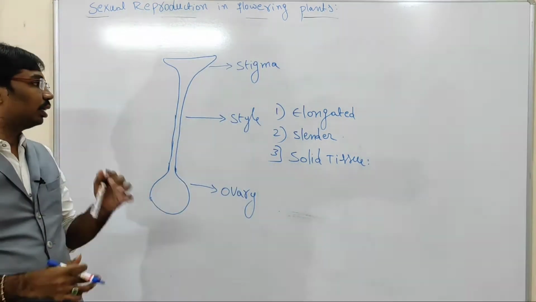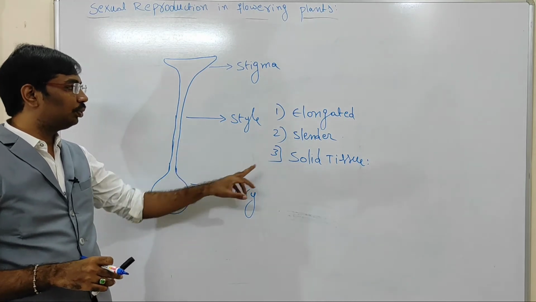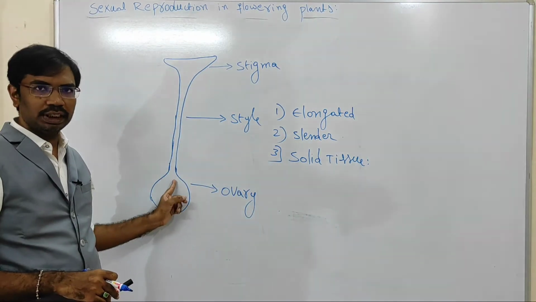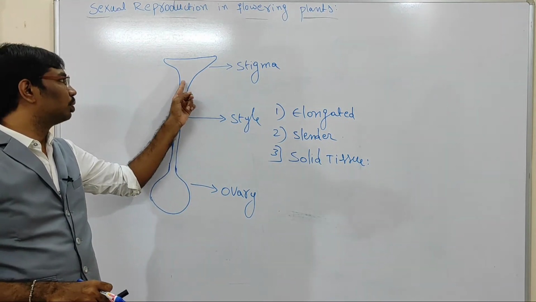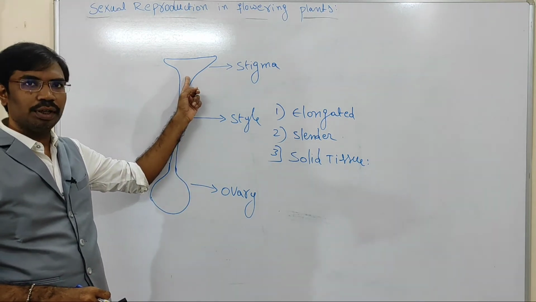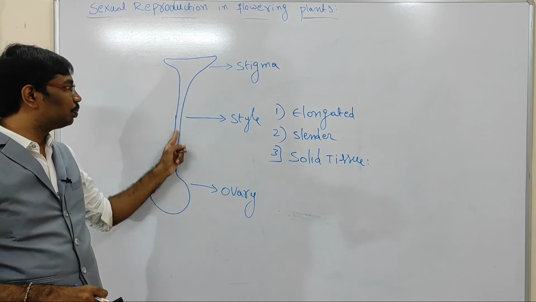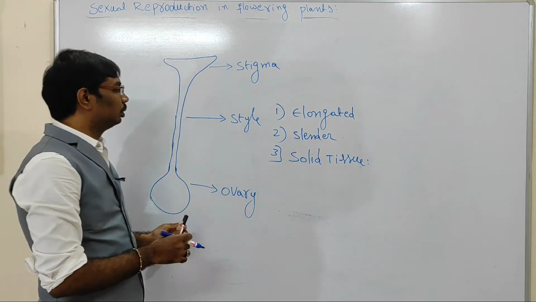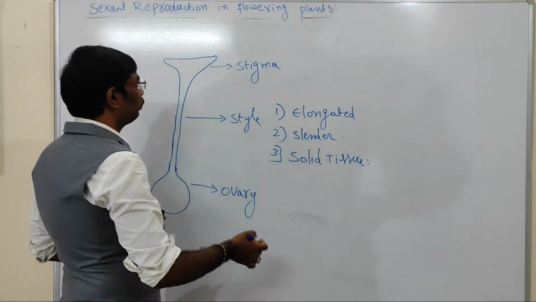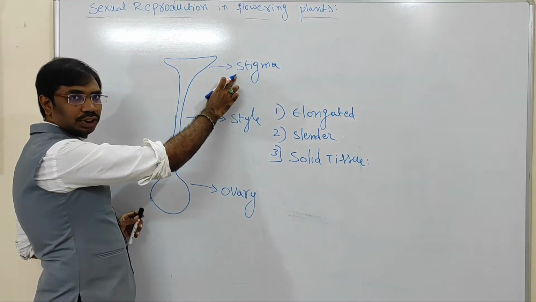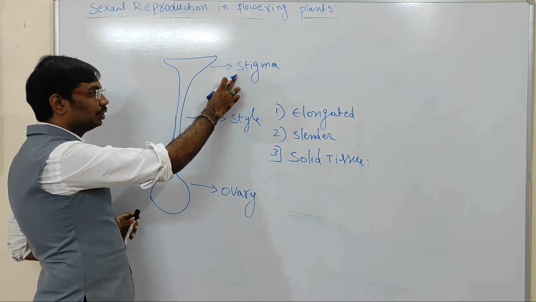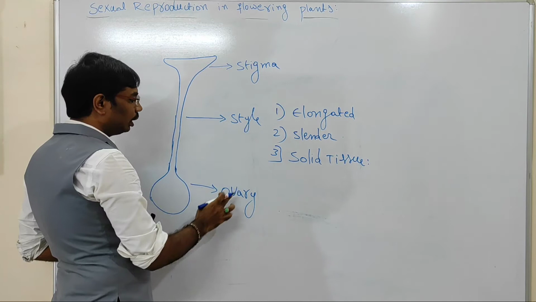Many students make the mistake of thinking the style may be a tube. It is not a tube, it is a solid structure. Because of that a pollen tube is required. If it were a tube, a pollen tube would not be required. So it is solid tissue. First the stigma, a flat landing platform for the pollen grains, after that the style, then the ovary.